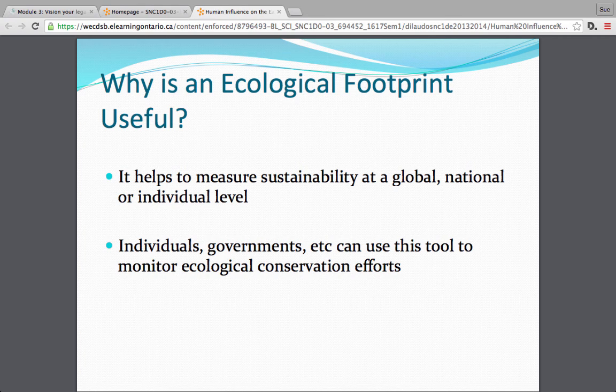We can also use it nationally, we can use it globally to take a look at our population as a whole and see if any measures that we are taking to protect our ecosystems are really having any kind of impact at all. Individuals can use this, governments can use this, and we can really use it to monitor our ecological conservation efforts. It just gives us a value that we can use for comparison purposes over time to see if any changes that we're making are doing anything to improve our footprint status.